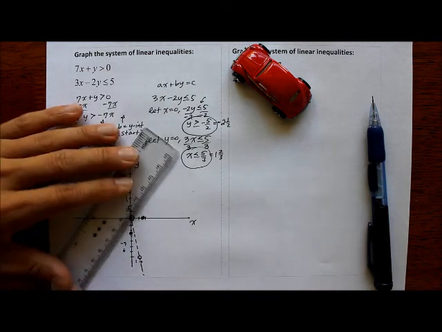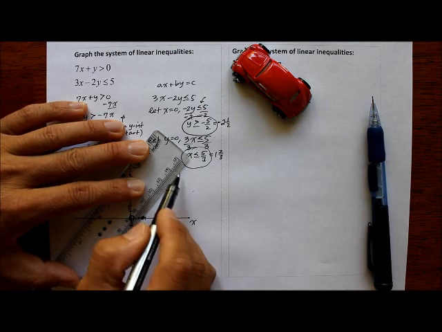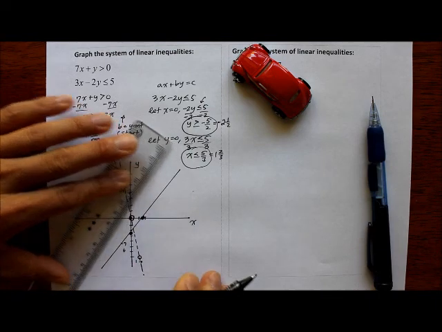Now we're going to use a straight edge and draw. And for a solid dot, or filled in dot, we need to draw a solid line. There it is.